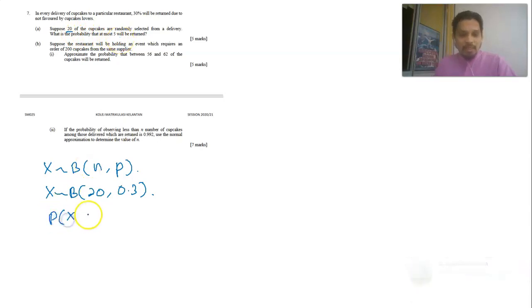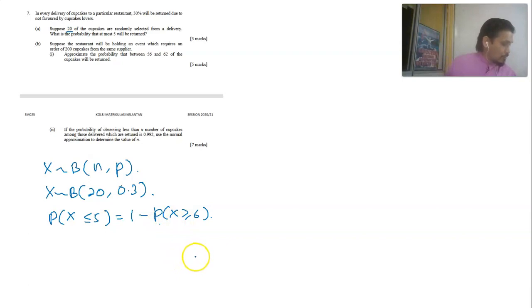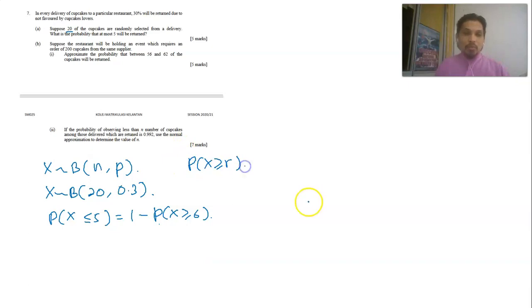So the probability of X less than or equal to 5 is 1 minus the probability of X greater than or equal to 6. Because we can only find the probabilities from the statistical book, for binomial, for probability of X greater than or equal to r. So we wanted X less than or equal to 5. So the total of probabilities, which is equal to 1, minus probability of X greater than or equal to 6. So this one here, 1 minus 0.5836, which is equal to 0.4164.